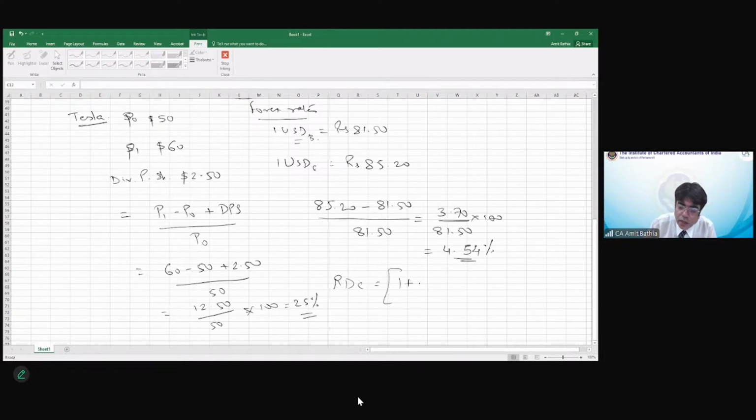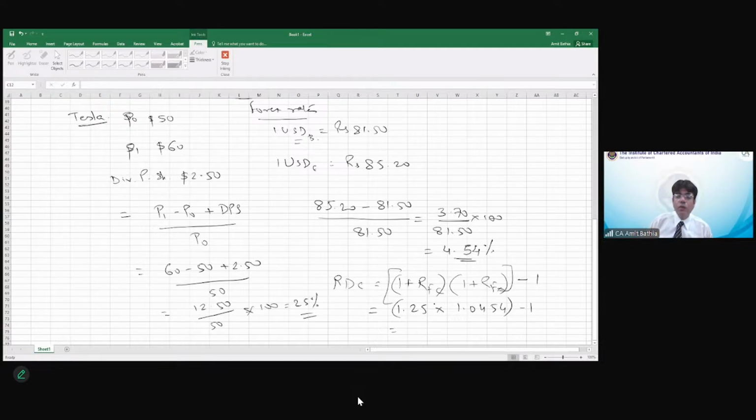It will be computed as 1 plus return on FC, so whatever is the foreign currency stock over here, right? That multiplied by 1 plus your change in the forex rate, which is this appreciation, return on forex, minus 1. So how much will that turn out to be? 1.25 into 1.0454 minus 1. You can see the benefit of compounding is happening automatically.